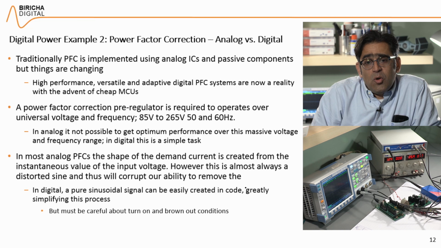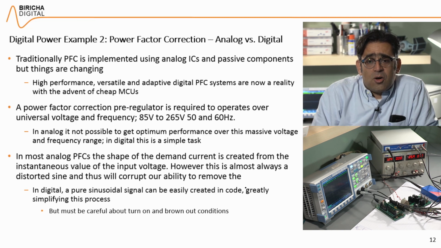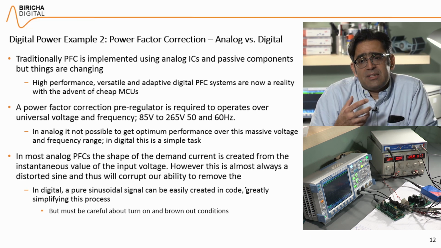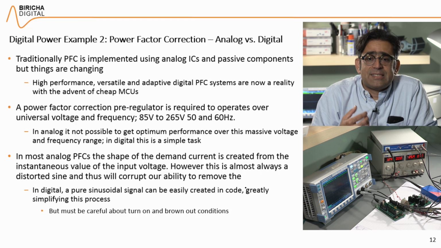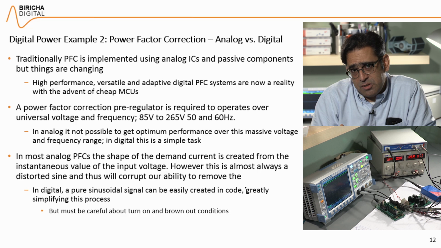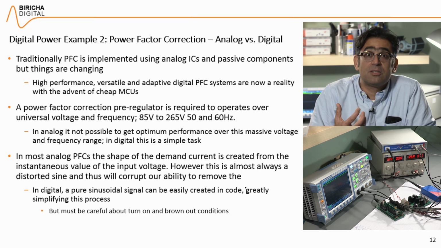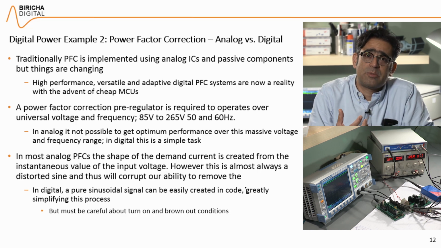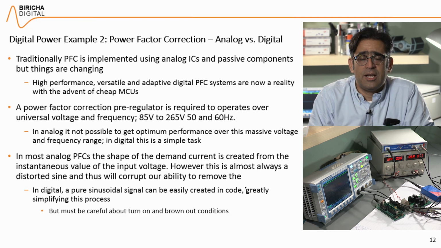Okay, now in almost all of the analog PFCs, the shape of the demand current is created from the instantaneous values of the input voltage. What you're trying to do is force the actual current of your power supply, or any unit, your product, to be a sinusoid. Now, how do you generate a sinusoid in analog? It is not easy to generate a sinusoid in analog.